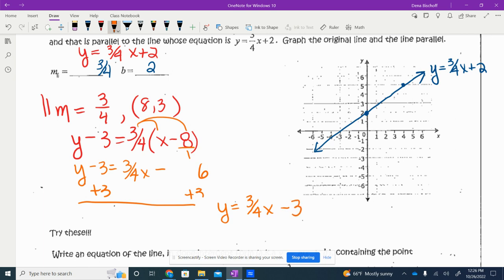So I can do this. I'm going to begin at negative 3, right? And then I'm going to go up 3 and over 4. So this is y equals 3/4 x minus 3. We know that those two lines are parallel, even if my graph isn't perfect, because they have the same slope.